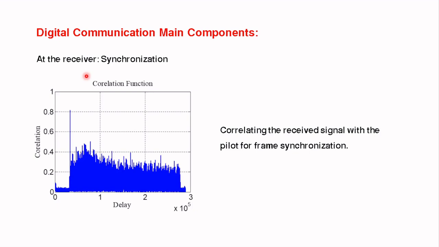Then we will do the synchronization. Synchronization is done by correlating the received signal with the synchronization pilots that were used in the transmitter. And when the pilots align with the pilots in the signal, we get a peak. So here we can see where the signal actually starts, and we can start the processing according to that.